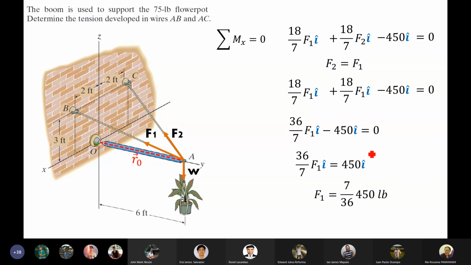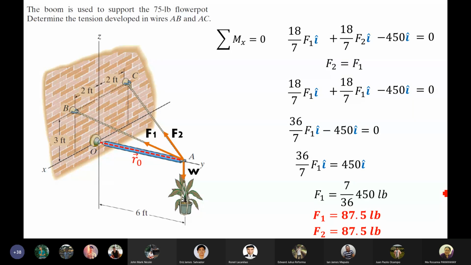Multiply both sides by 7 over 36, and F1 is equal to 7 over 36 times 450 pound. Then maka-cancel out yung I hat. So that will be F1 now is 87.5 pound. Okay, so this is now the answer for our F1. Now for F2, since they are just the same, F2 is also 87.5 pound. Okay, so that will be now the discussion on this.